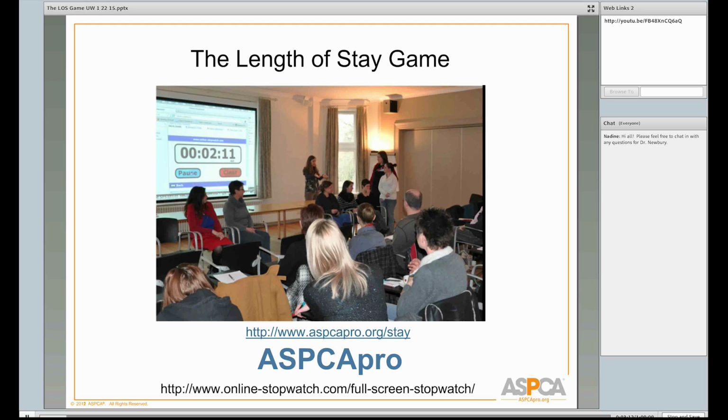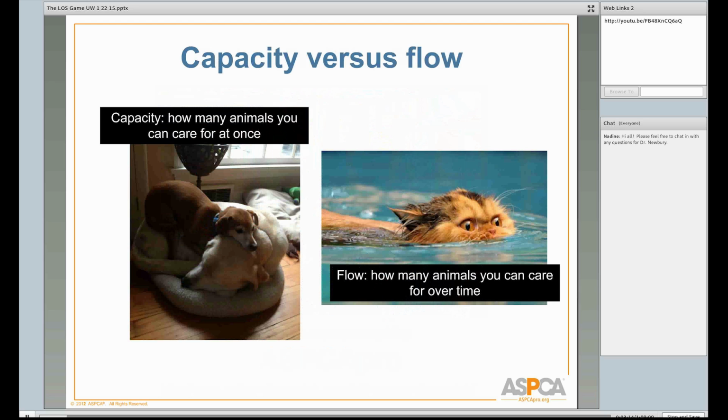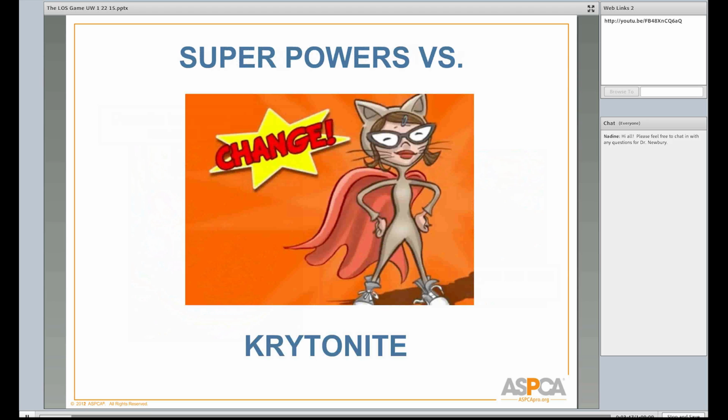The basic ideas that we're talking about here are the differences between capacity versus flow. Capacity is how many animals you can care for at once. And flow is how many animals you can care for over time. That's really important to think about because you can have a smaller population of animals and still serve a huge number of animals if you have a high flow, so the animals are coming through very quickly. We will come back to those concepts over and over the next hour.